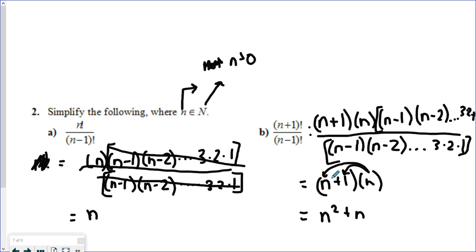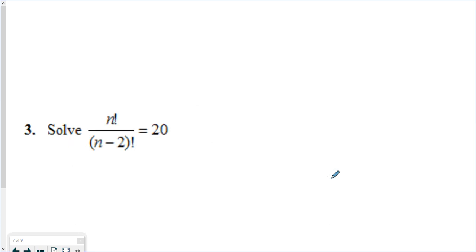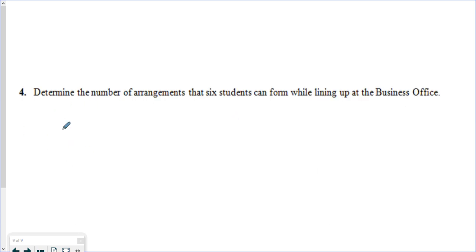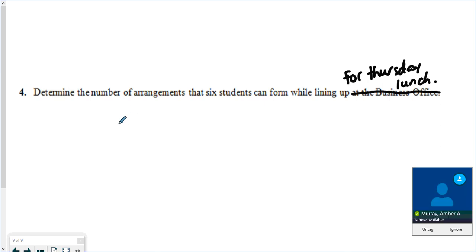There's a couple more. I'm going to do question 4 first, because that might make a little more sense. It says, determine the number of arrangements that 6 students can form while lining up for Thursday lunch. And yes, I'm living in the past. There's no Thursday lunch right now unless I make it. There's nobody I can pay $5 to for a delicious meal. But let's just say there are 6 students waiting in line for Thursday lunch in the foods room. So how many ways can they be arranged?